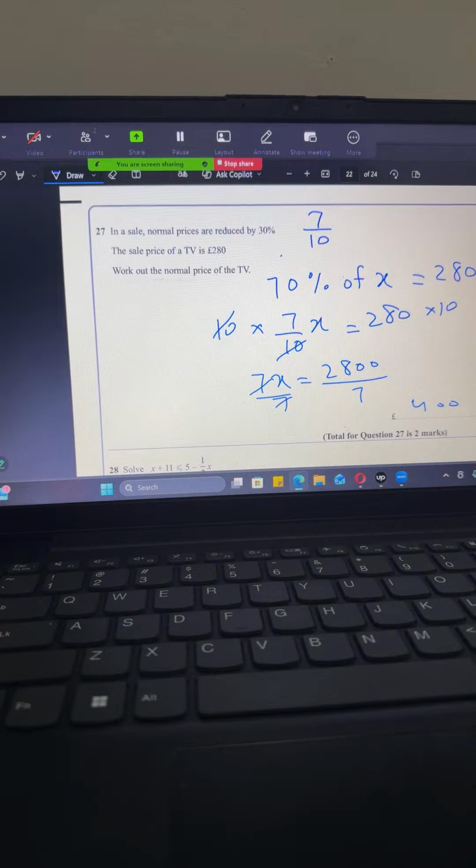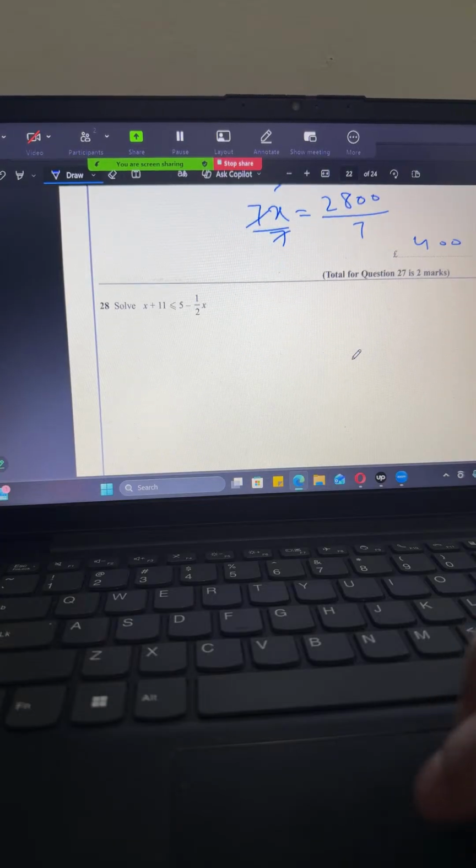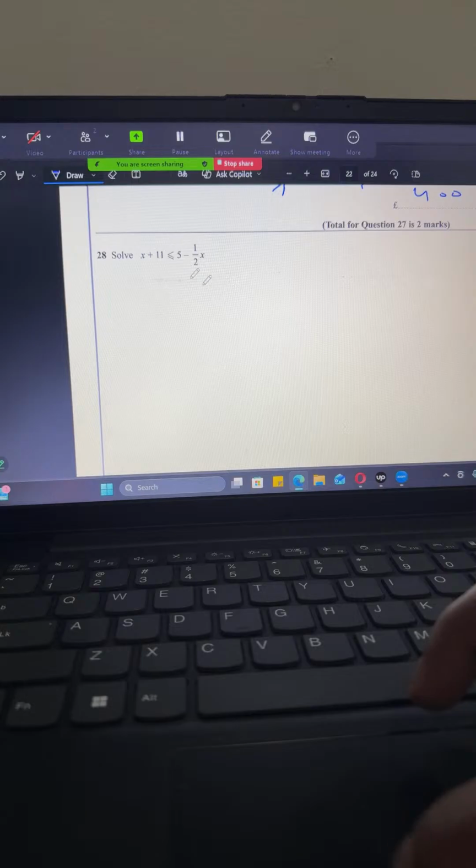So 70% of x is 280, right? And then you write 70% in the form of a fraction, which is 7 over 10. And then it equals 280 times 10, and after that we just have 7x over 7 equals 2,800 over 7. And after that we find out that x is just equal to 400 pounds, so the original is 400 pounds. Yes, well done.